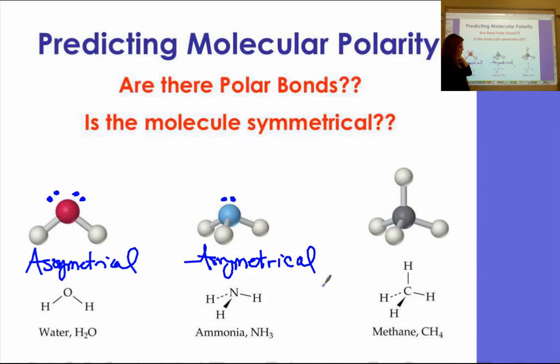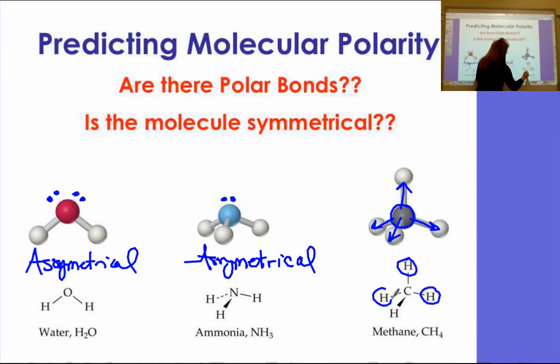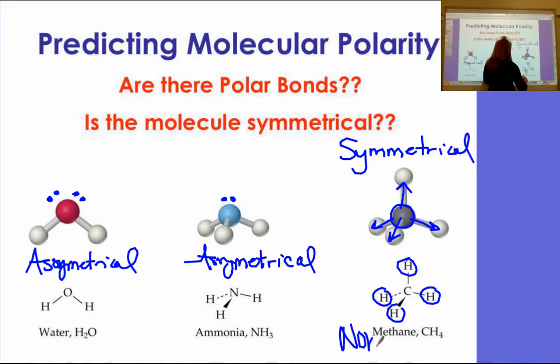But if we look at methane, here's my central atom. Methane is being pulled in 4 directions, top, bottom, left, right, each by hydrogens. Since it's being pulled equally in all directions, this is symmetrical. So I know automatically that this is nonpolar since it's symmetrical. These two, now we have to look at some numbers.